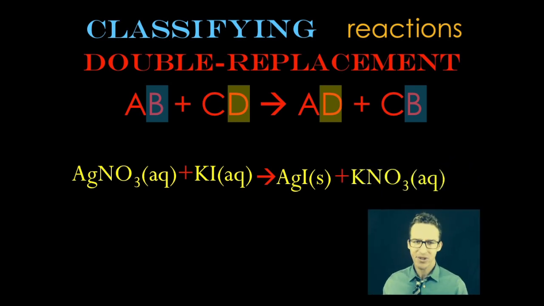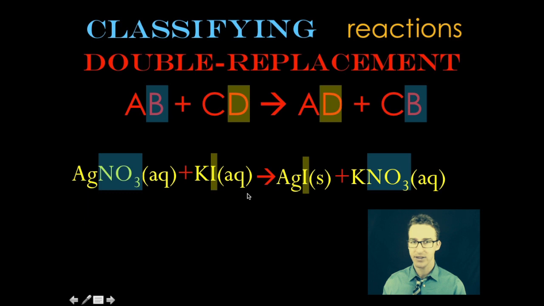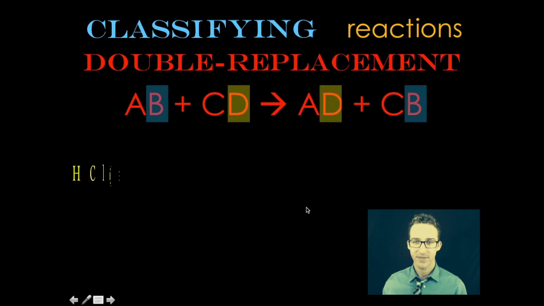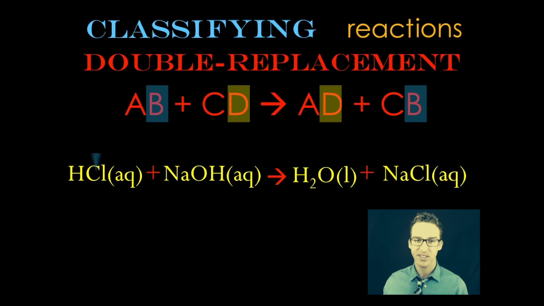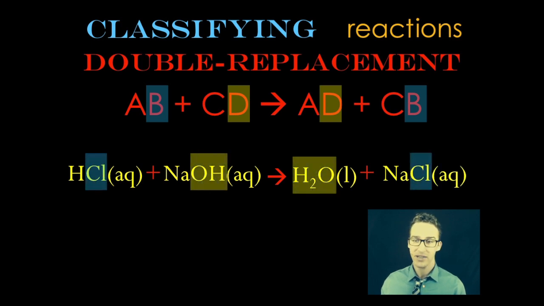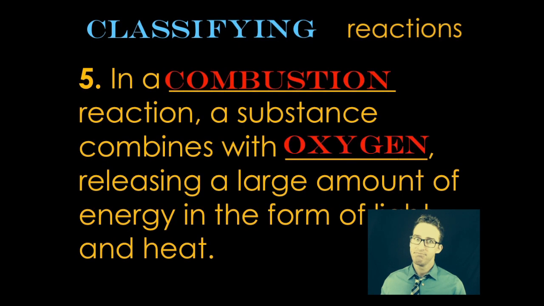To give you a chemical example of a double replacement reaction, we have the addition of aqueous silver nitrate to aqueous potassium iodide, and we form that precipitate silver iodide and potassium nitrate. Again, notice how they essentially switch partners here. A second example of a double replacement reaction would be the addition of hydrochloric acid to sodium hydroxide, forming water and sodium chloride. Again, the big thing to pick up on here is the switching of partners, if you will, switching of those ions to form two new compounds.